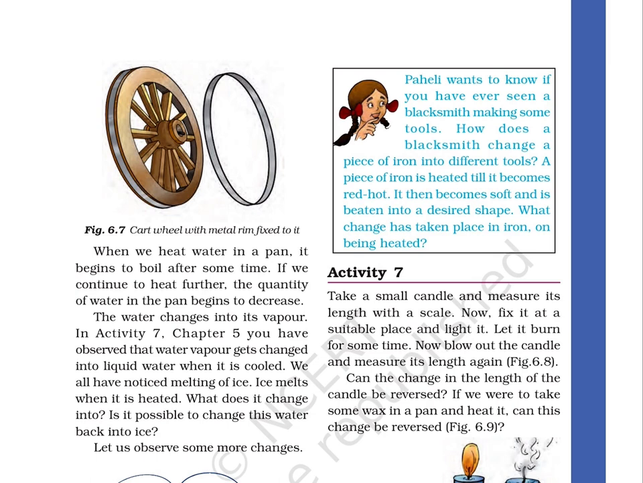A piece of iron is heated till it becomes red hot. It then becomes soft and is beaten into a desired shape. What change has taken place in iron on being heated?